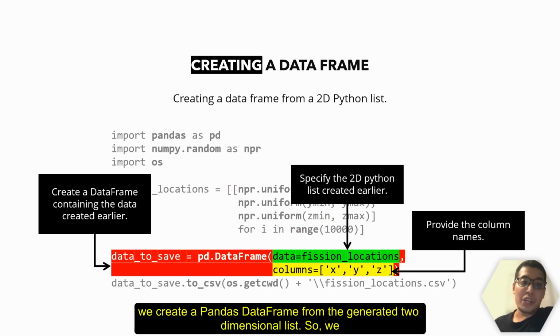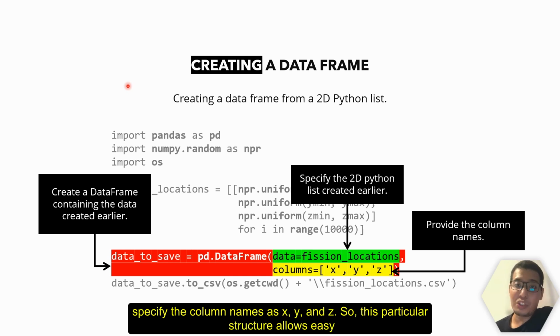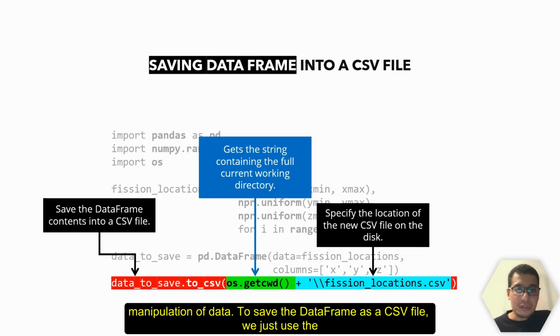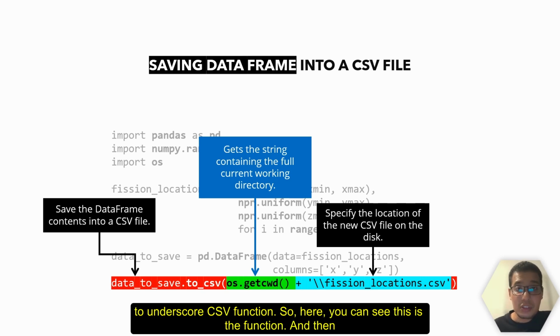Next, we create a pandas data frame from the generated two-dimensional list. We specify the column names as X, Y, and Z. This particular structure allows easy manipulation of data. To save the data frame as a CSV file, we just use the to_csv function.